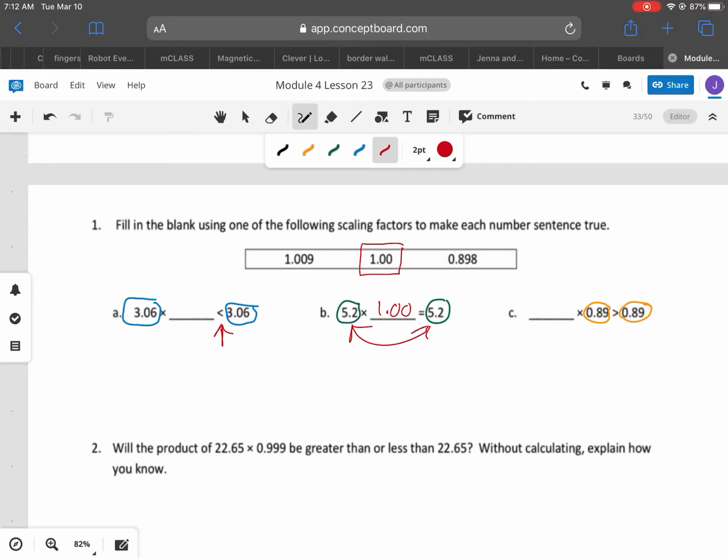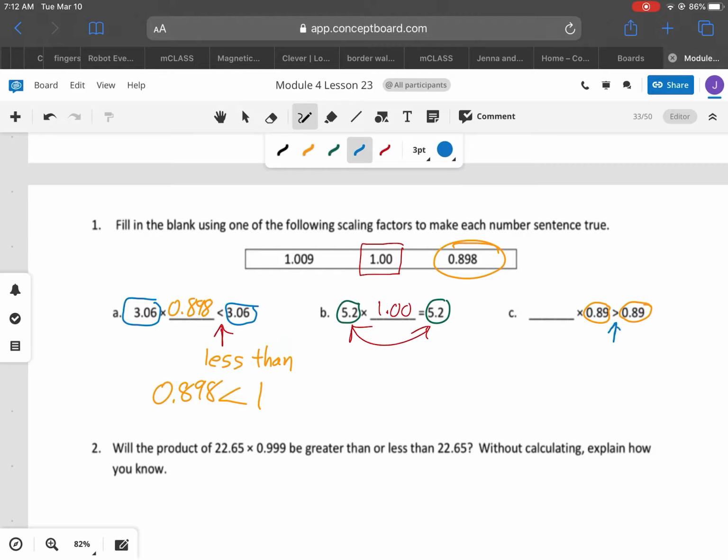Now this symbol here means less than. So we need a number that is less than 1. So looking up here, hopefully you see that our 898 thousandths is less than 1. So I'm going to write that number here.